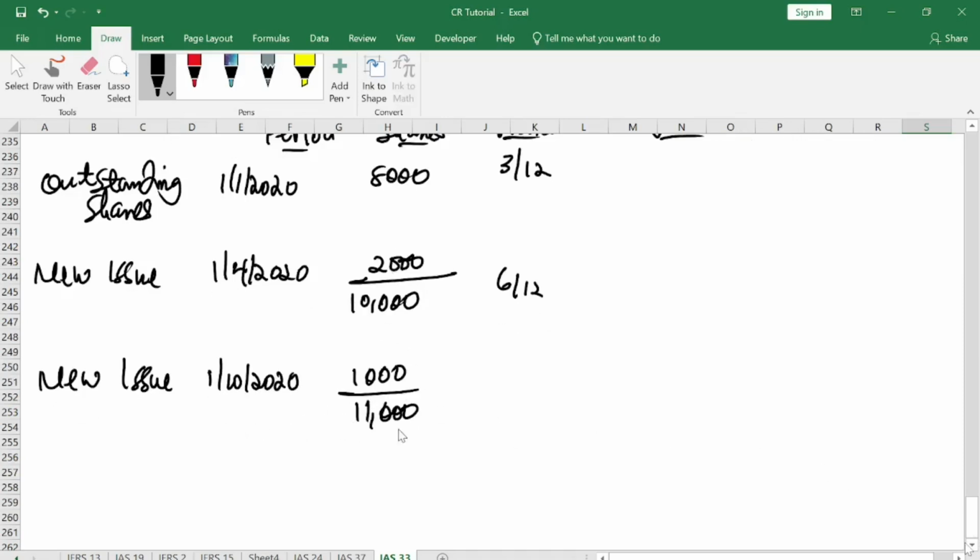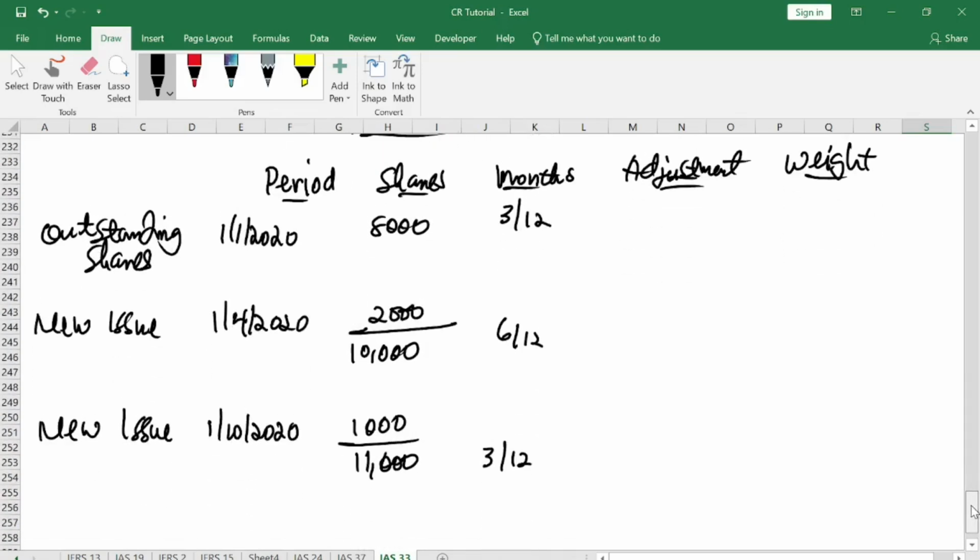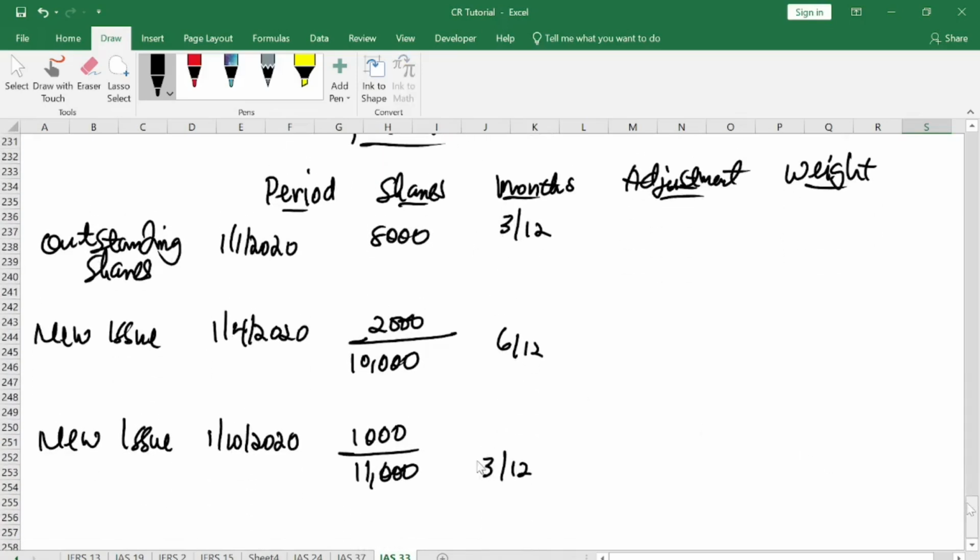Now all of them have been added: 8,000, 2,000, 1,000. The outstanding now is 11,000. This 11,000 is going to travel from October to December. How many months? It's going to be 3 months: October, November, December. Remember, when you add all the months, it should give you 12. So 3, 6, 3, when you add it, gives you 12.